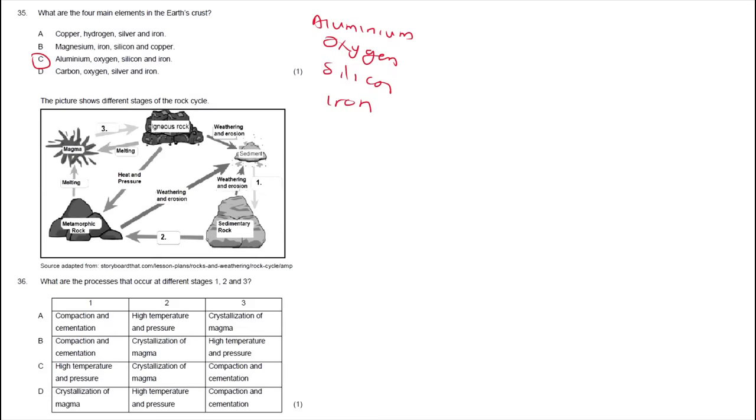So question 36 is that the picture shows different stages of the rock cycle. So you can see that the first stage is this one. And the question says, what are the processes that occur at different stages, one, two, and three? So we can see that the order of forming is sedimentary, metamorphic, and igneous rock. So the correct answer will be A.